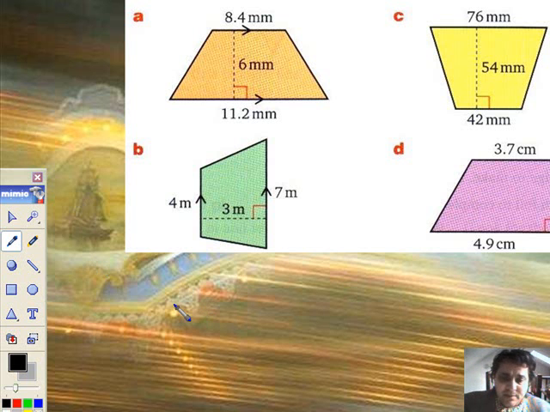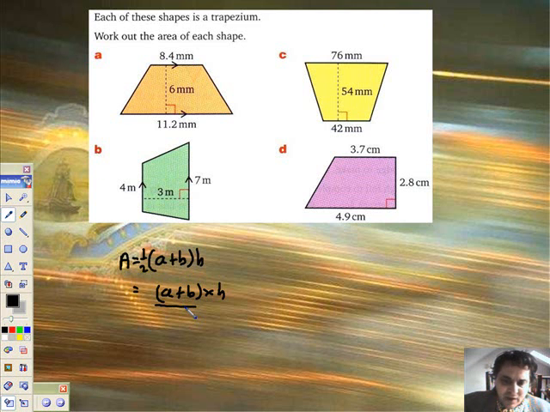So the formula of a trapezium for its area is as follows: area equals A plus B, multiply that by the height and then halve it. Okay, so here's another way of saying it: A plus B, get that, times H and then divide by 2.